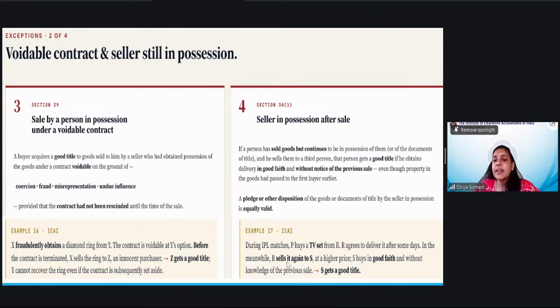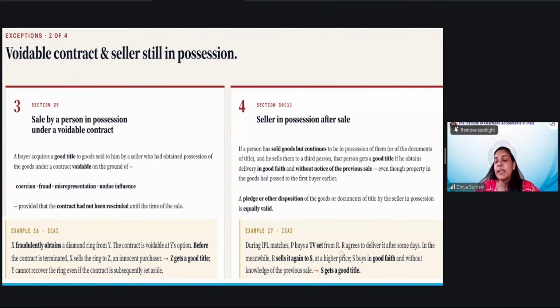In the meanwhile, R resells it. Who is R? R is the original seller. He is reselling it to S, some other person, at a higher price. So earlier maybe he obtained just 10,000 rupees for the TV set, and now he's selling it at 12,000. The same TV he's selling to some other person. S, who has bought it at a higher rate, is acting in good faith but without the knowledge of the previous sale. So in that case, S will get a good title. And if any money has been paid by P, obviously he will recover it from R. But P will not have any right to receive the TV set from R.